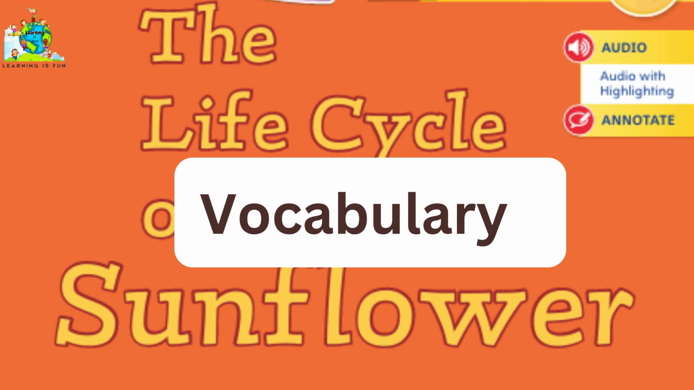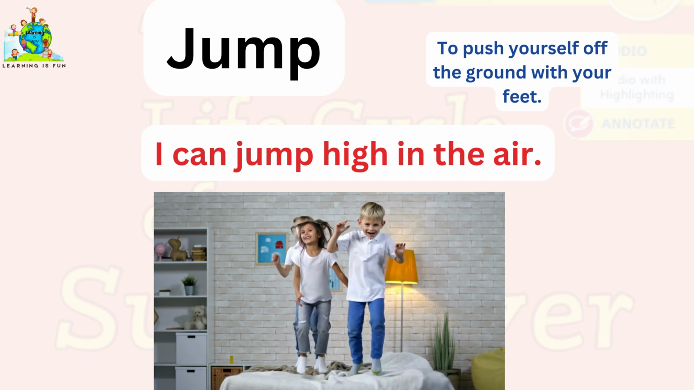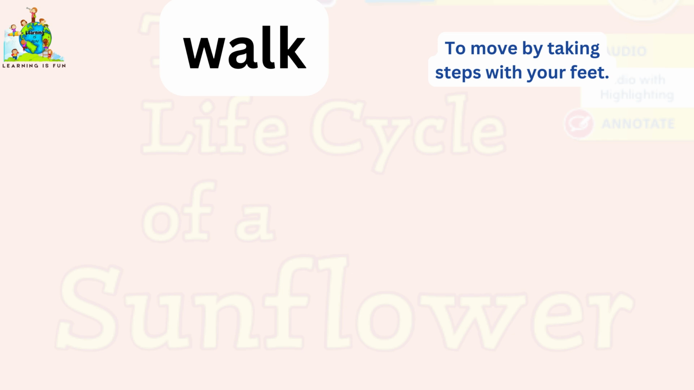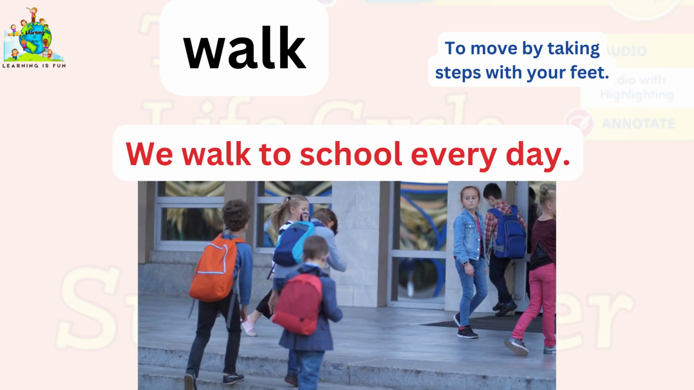The life cycle of a sunflower vocabulary. 1. Jump. Meaning, to push yourself off the ground with your feet. Sentence, I can jump high in the air. 2. Walk. Meaning, to move by taking steps with your feet. Sentence, we walk to school every day.